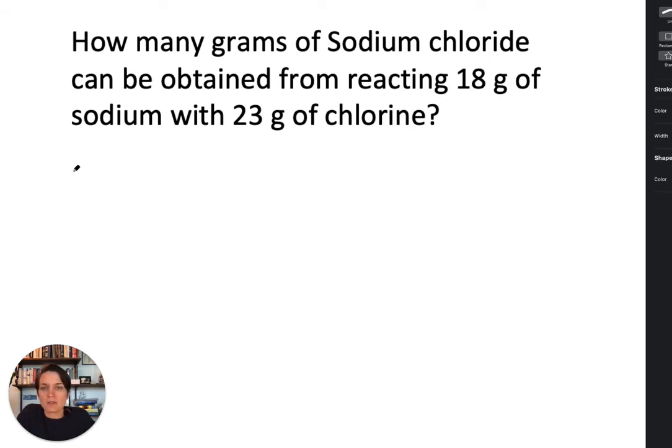Okay, so how many grams of sodium chloride can be obtained from reacting 18 grams of sodium with 23 grams of chlorine? All right, first thing we have to do, write a balanced chemical reaction. So we have sodium plus chlorine. Remember, chlorine is group 7A. That's a halogen or halide. In this case, it's by itself, so it would just be a halogen. I'm going to make that clearly an L so it doesn't look like Ci. So it is going to form a homonuclear diatomic molecule.